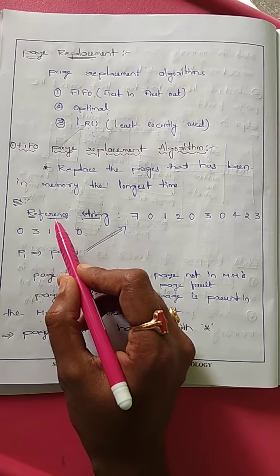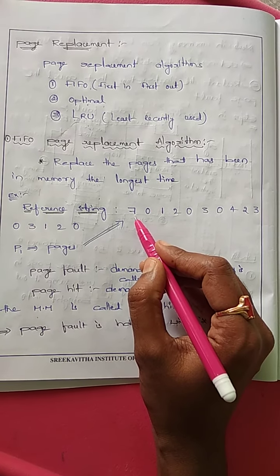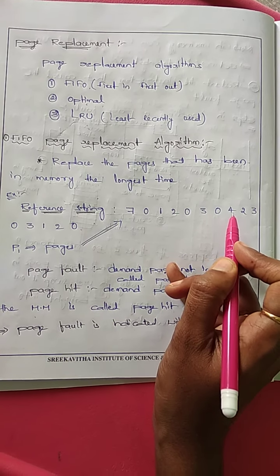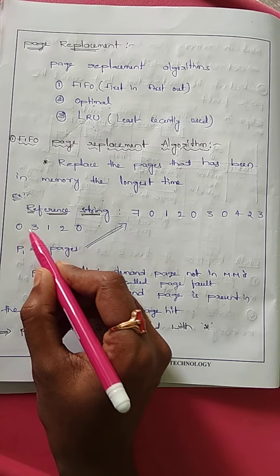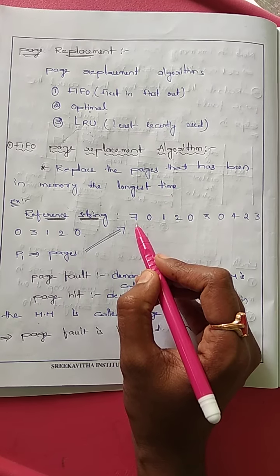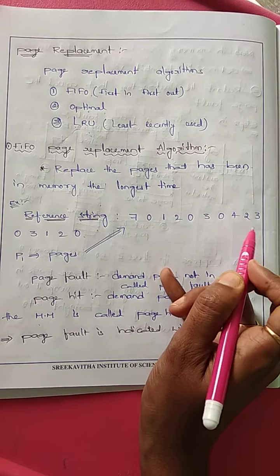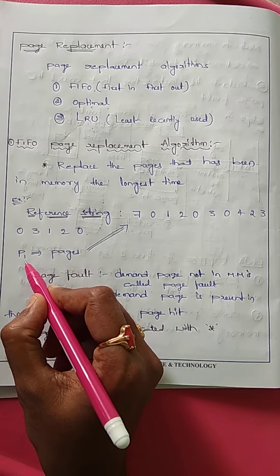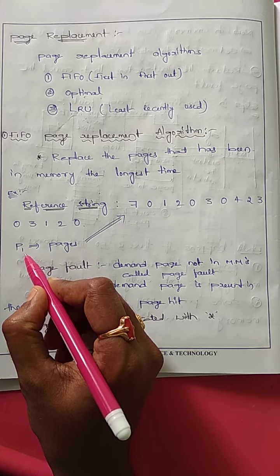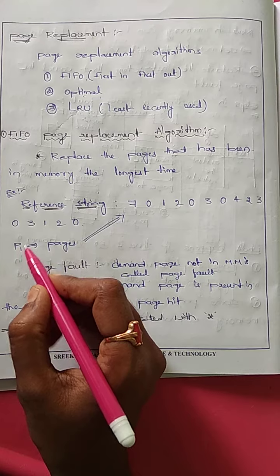Let this be the reference string: 7 0 1 2 0 3 0 4 2 3 0 3 1 2 0. These are nothing but the page numbers. Here P1 is a process, and this process will be placed in the secondary memory, as you already discussed in the previous videos.